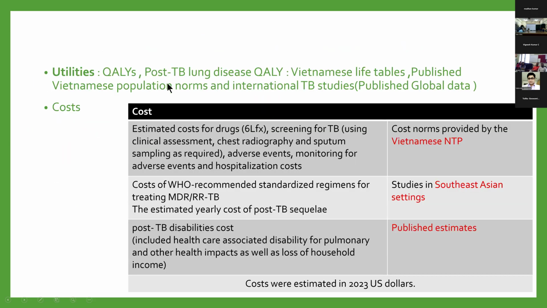Utilities, the QALY: the post-TB disease quality QALY was taken from the Vietnamese life tables, published population norms, and international data. So they're taken from the global TB data. Cost. So these are the costs, how they had calculated.